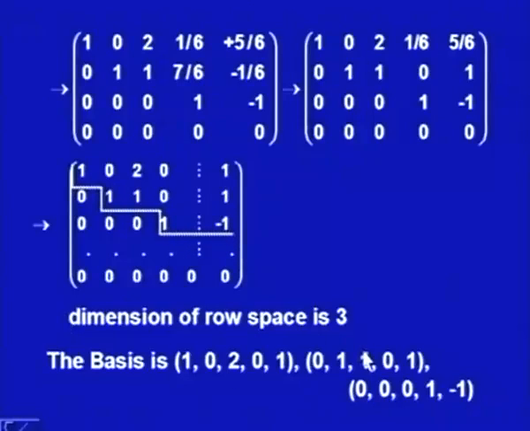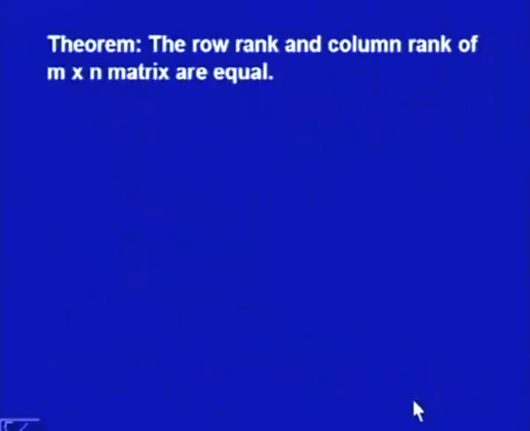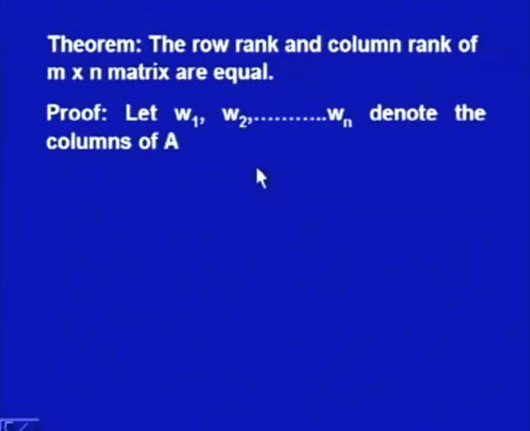So, the given matrix A generates a row space, and the basis for the row space is determined as this. These are 3 vectors which are linearly independent, and they generate the row space. Now, this theorem says that the row rank and column rank of an m by n matrix are identical. To prove this, let us consider W1, W2, ..., Wn to denote the columns of A.